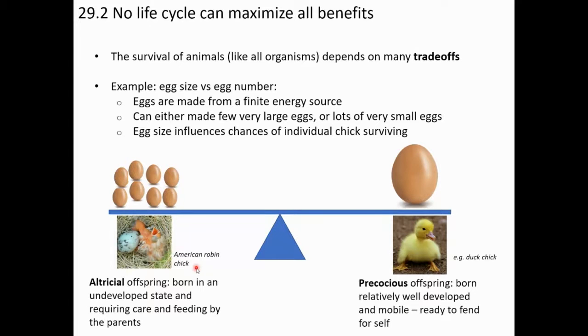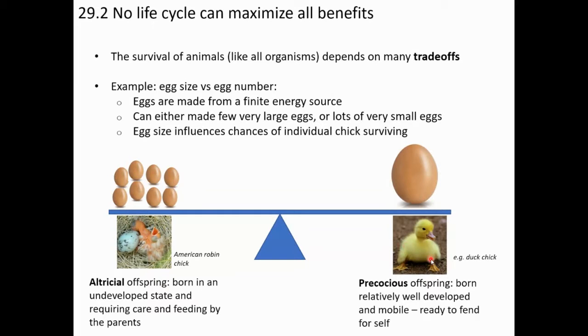So if you think about this example with less provisioned eggs, that can also result in how well developed your offspring are when the egg hatches, okay? Certain types of birds have altricial offspring. An American robin is a good example of that, where those chicks come out, but they can't fend for themselves. They're just like little hungry blobs, basically, that need lots and lots of provisioning from the parents.